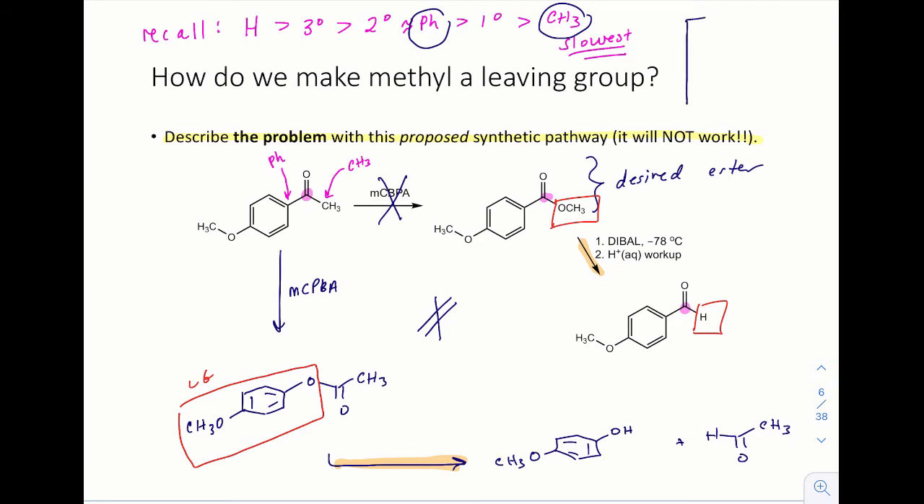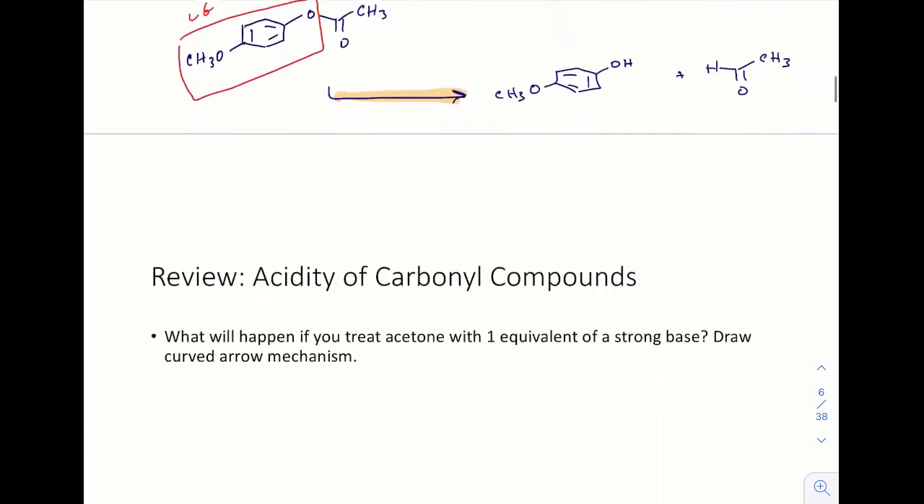Well, that's a bummer. Should we just give up? No. So we need to learn how to make methyl a leaving group. And this is in the context of alpha to a carbonyl. It's going to be difficult to use Baeyer-Villiger because methyl is the slowest to migrate. And by difficult, I mean impossible. So we need a different reaction.